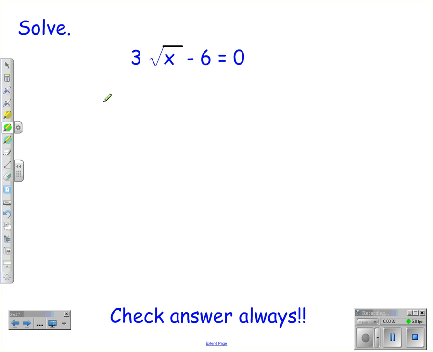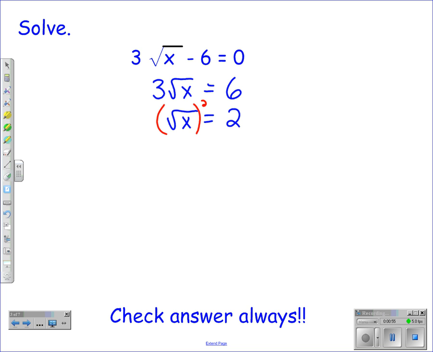Our first problem is 3 square root of x minus 6 equals 0. We want to get the square root of x all by itself. We want to isolate that radical. So 3 square root of x, we move the negative 6 to the other side, so it becomes positive. Then we can divide by 3 on both sides, which gives us the square root of x is 2.